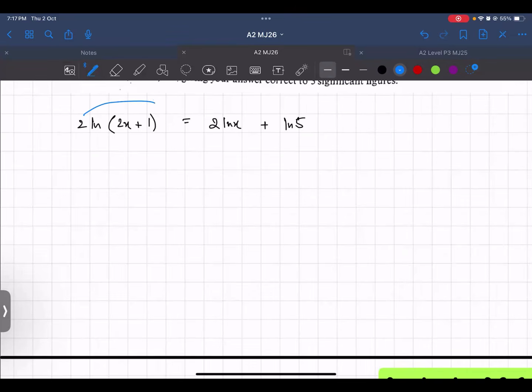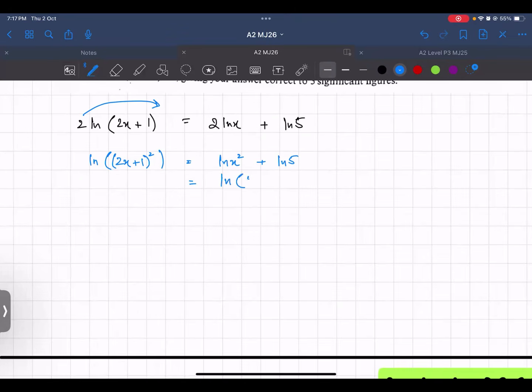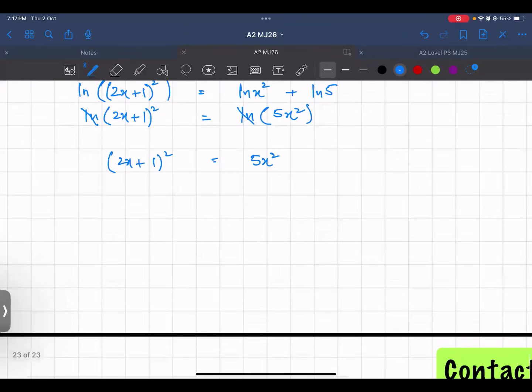So what can I do? First, I bring this 2 to the power because I want to have log only: ln (2x plus 1) whole square is equal to ln x square plus ln 5. And now ln, they're adding up, so the inside would multiply. So 5x square. And this is ln (2x plus 1) whole square. Now the ln can cancel out. So (2x plus 1) whole square is equal to 5x square. And now you will expand it, simplify, get the answers for x.